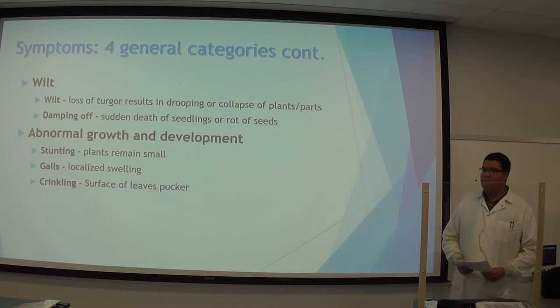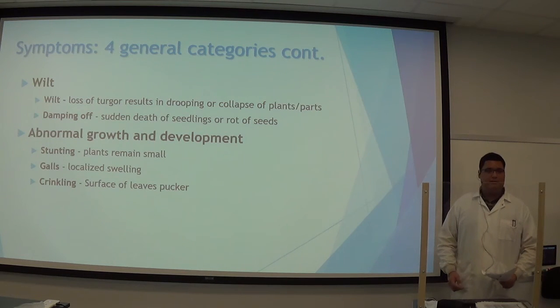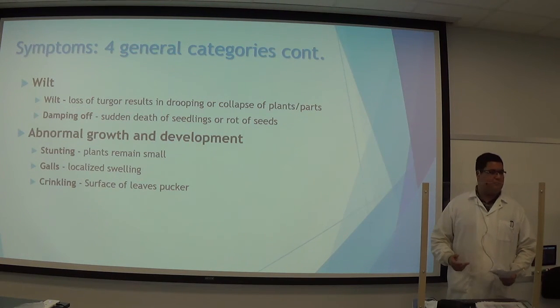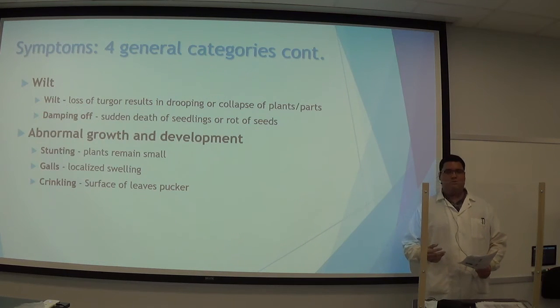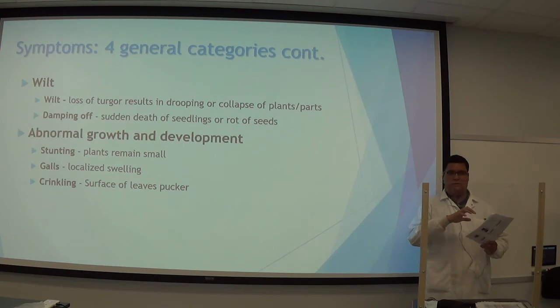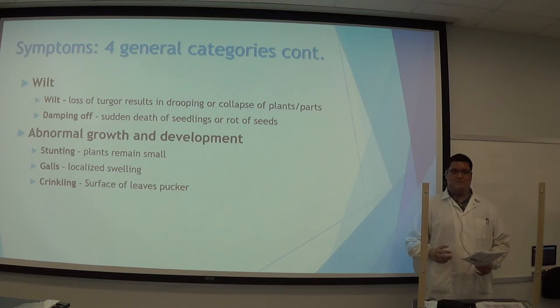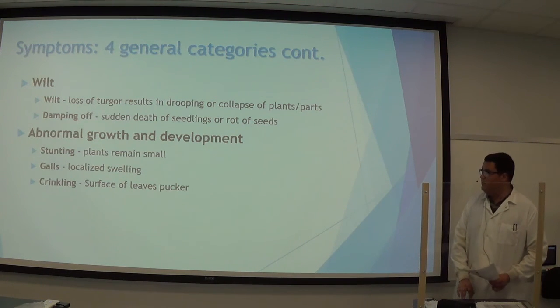And then you can also have abnormal growth and development. This happens when a bacteria, specifically Agrobacterium, infects a plant and tricks the plant into creating more and more nutrients and starting to store them in a local space so that the bacterium can take advantage and start to reproduce in that. I'll show you what that looks like in just a second. But we also have galls and crinkling.